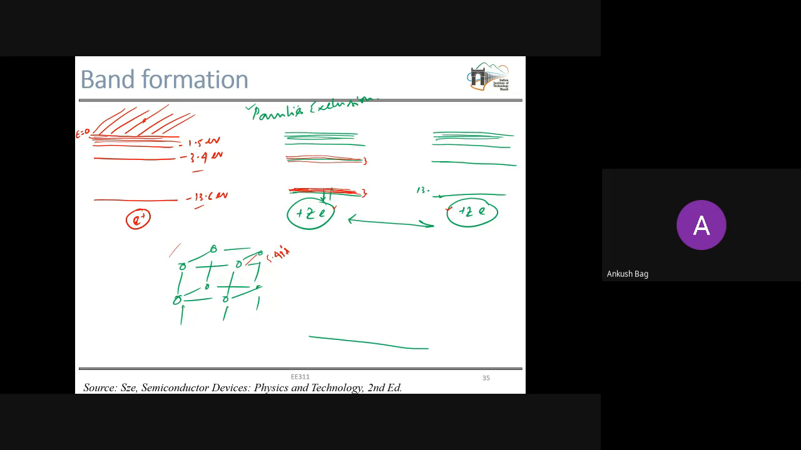Now, the next point: when we bring them closer and closer, what will be the effect? From the previous slide, we concluded that there will be formation of bands.